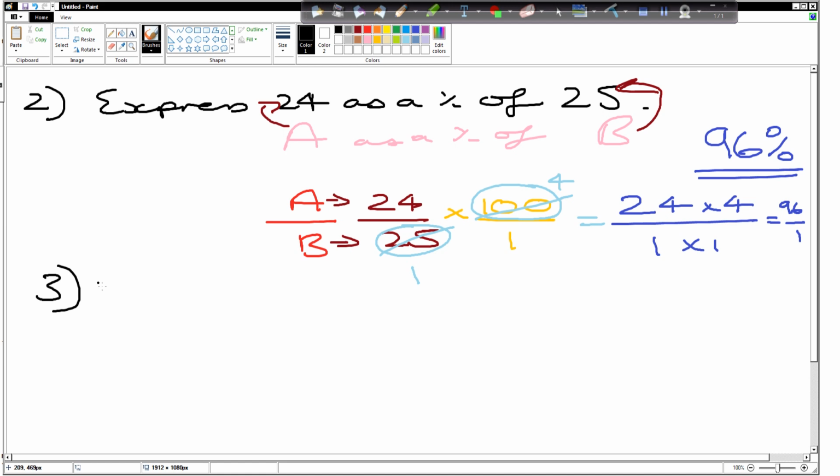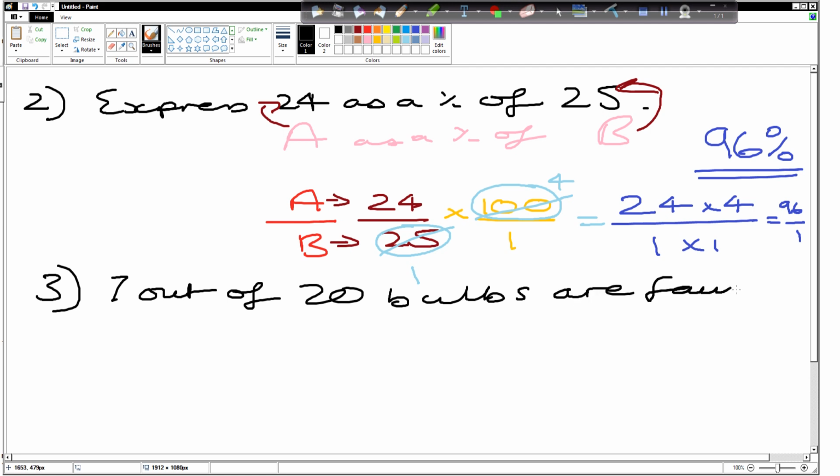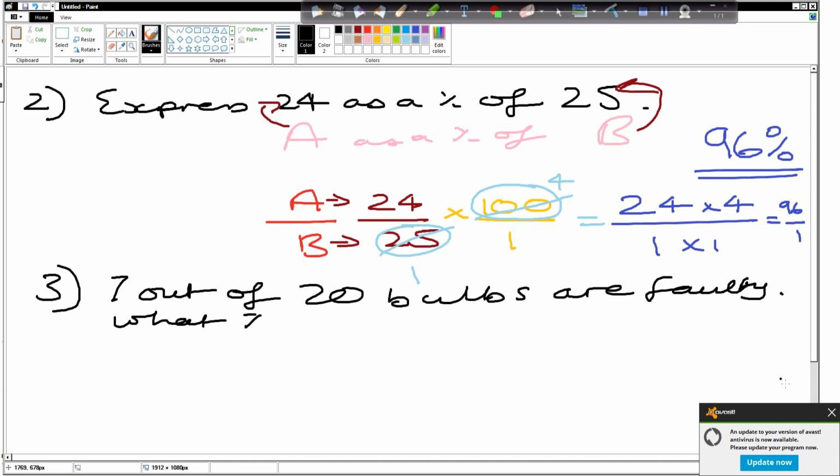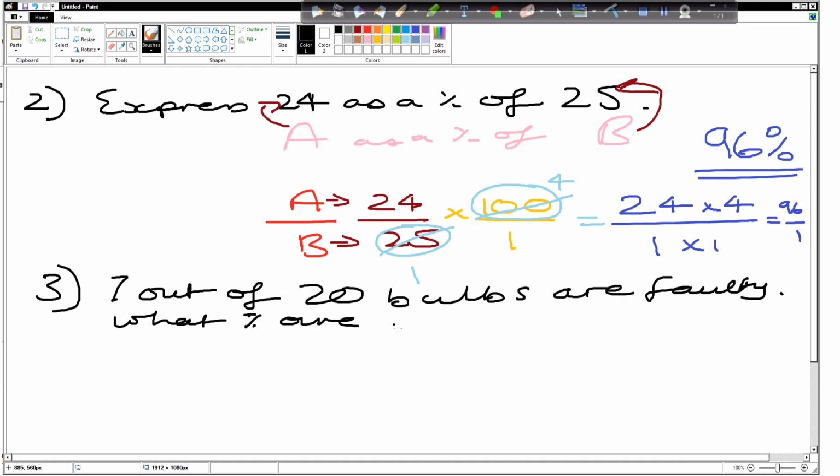Okay, another example. We can give you questions like this: 7 out of 20 bulbs are faulty. So you buy some bulbs in a packet and some of them don't work. The question would be, what percentage are faulty?